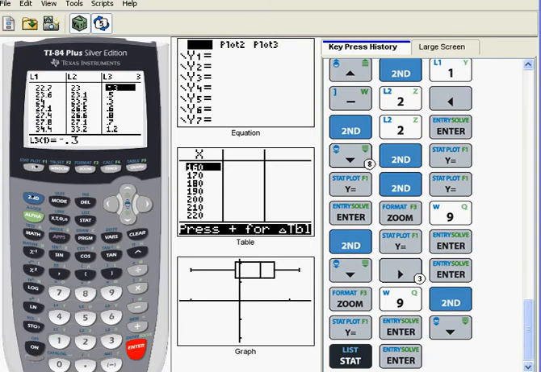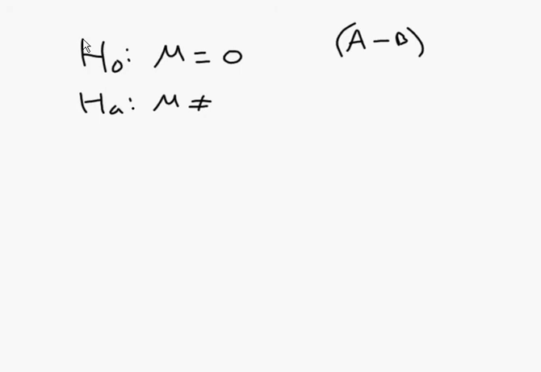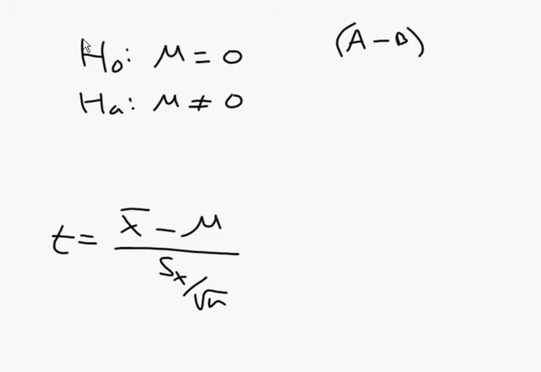So let's go back to our test and not forget what we're trying to do here. We're trying to test the hypothesis that mu equals 0. The mean difference between the tests is 0. Remember, we did A minus B versus the alternative that mu does not equal 0. Okay, so to do that, we need to draw a picture and calculate a T-test statistic and so forth. So T equals x bar minus mu over S of x over the square root of n. This is called the T-test statistic.